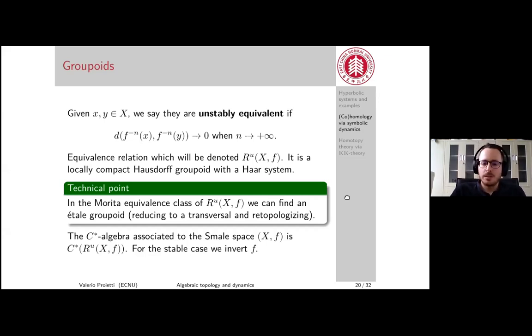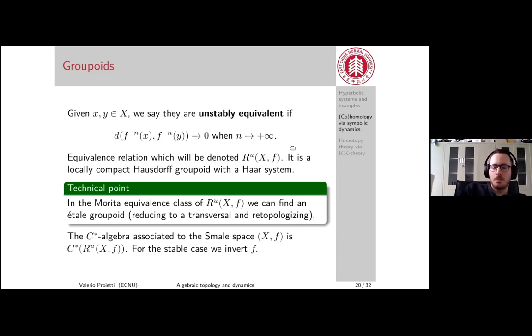I will focus on the unstable equivalence relation, and x and y in X, these are two points in my Smale space, they are unstably equivalent if, basically, if I look at the past of these two points, the distance of these respective points goes to 0. So in symbols, I apply f, the iterated images of x and y through f, their distance will go to 0. So this equivalence relation is a locally compact Hausdorff groupoid and has a Haar system.